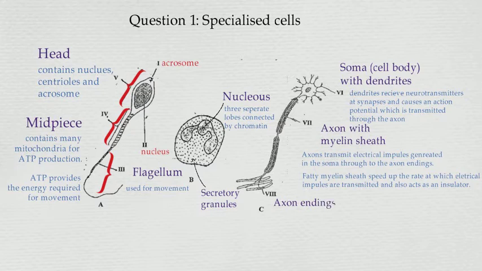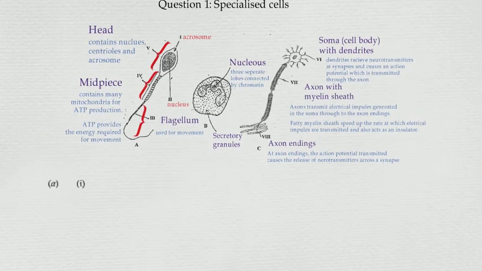At the axon ending, we find more synapses. These allow the information that has been transmitted through the nerve cell to be passed on to either another nerve cell or an organ or a tissue, whatever the case might be. Again, neurotransmitters are used in this process.